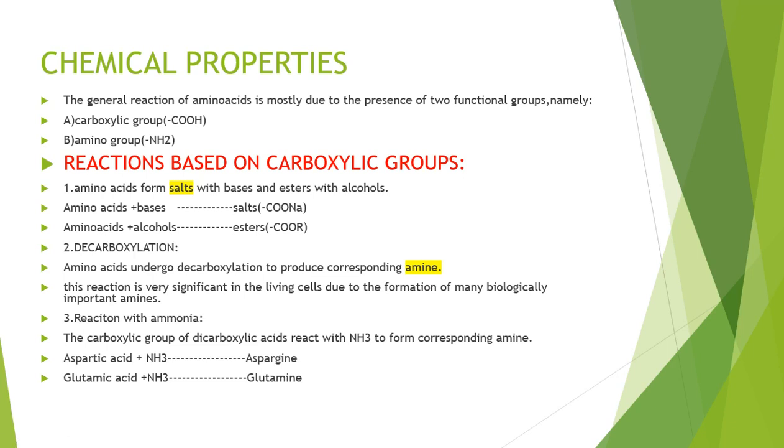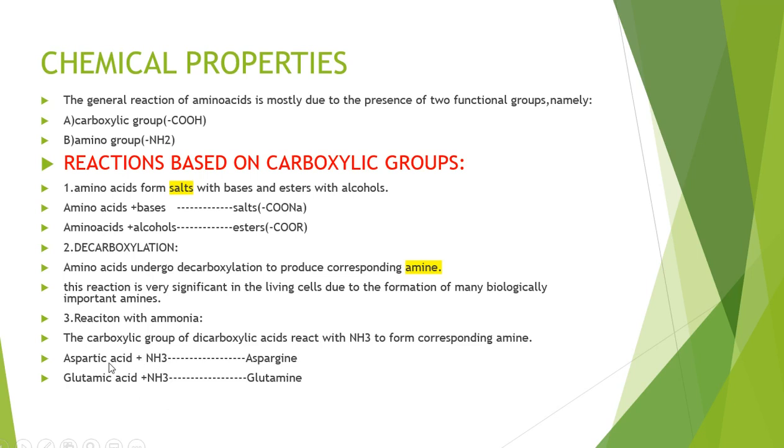Like this, we can go on with different examples of amino acids and amines. This reaction is very significant in living cells due to the formation of many biologically important amines. The third type of reaction that we are going to discuss is amino acids reacting with the ammonia group.